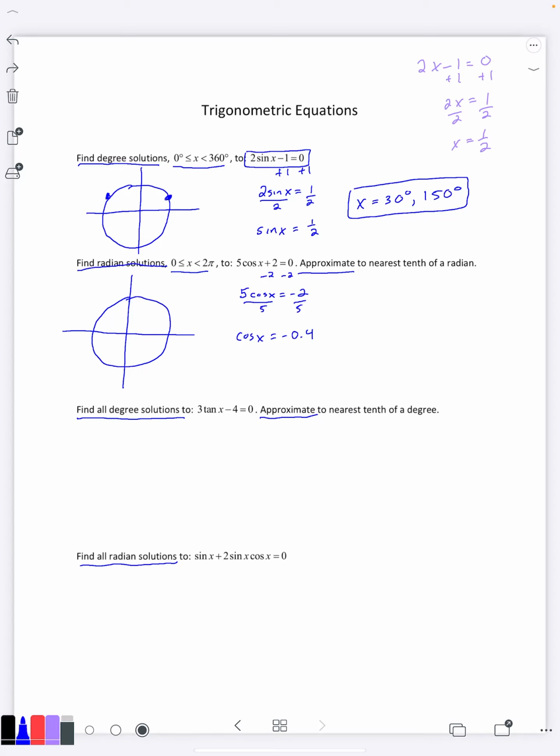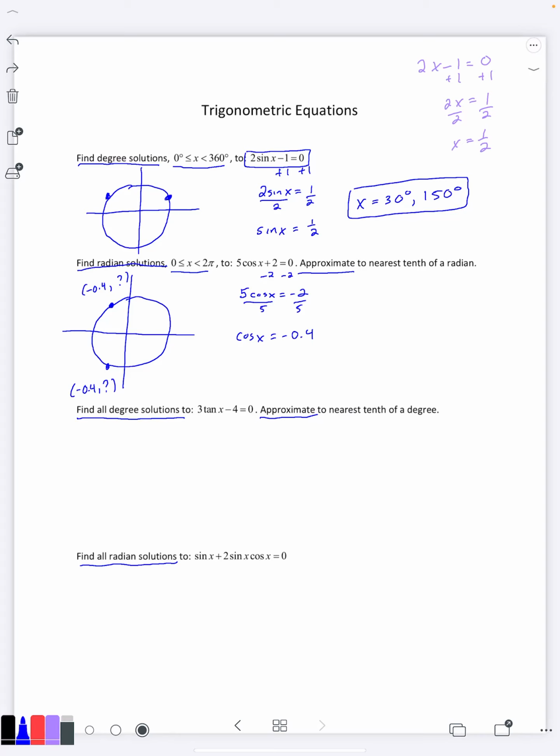However, we are going to have a point somewhere around here where the x-coordinate is negative 0.4. Don't know what the y is right now. And a point down here where the x-coordinate is negative 0.4. So we know that we're going to have an answer in quadrant 2 and an answer in quadrant 3. Don't know what they are because it's not a special angle.